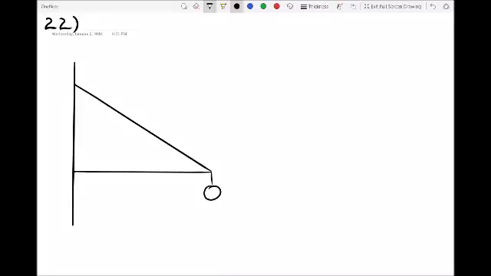Alright, we'll be doing number 22 from chapter 8. We'll start off by writing our givens, which are the mass of the light, which is 20 kilograms, and the angle that the wire makes, which is 30 degrees.